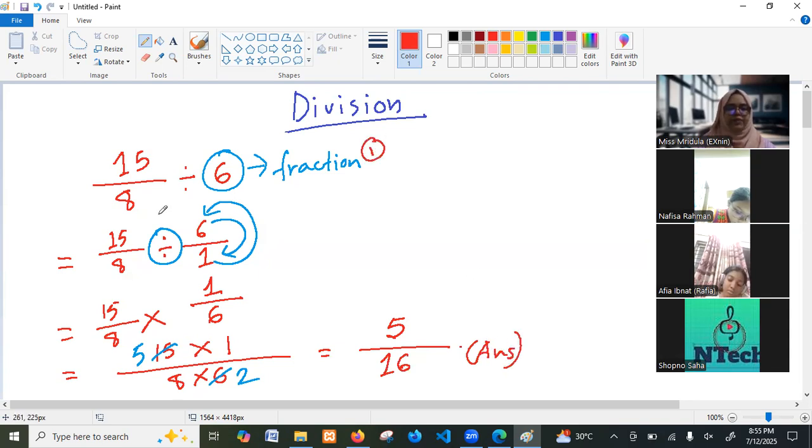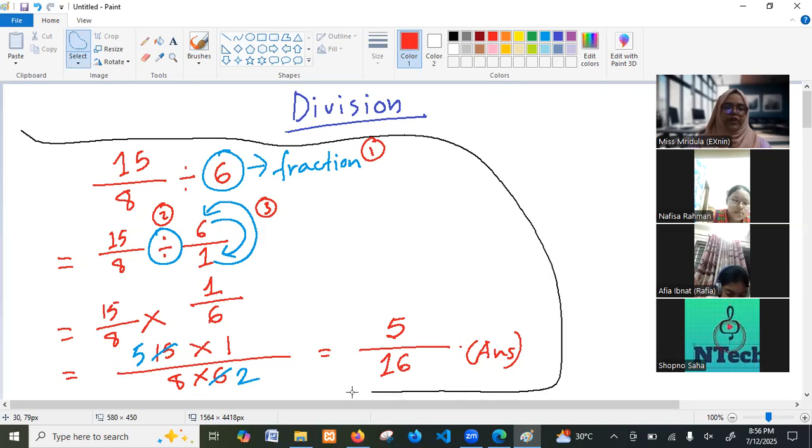So this is the first step, this is the second step, and this is the third step. We have to convert the integer into a fraction, then convert the division sign into a multiplication sign, and lastly change the fraction's placement. Exchange the up and down numbers. That's the thing.